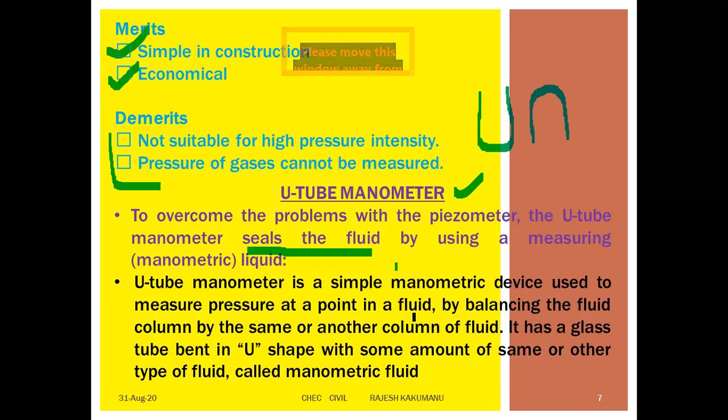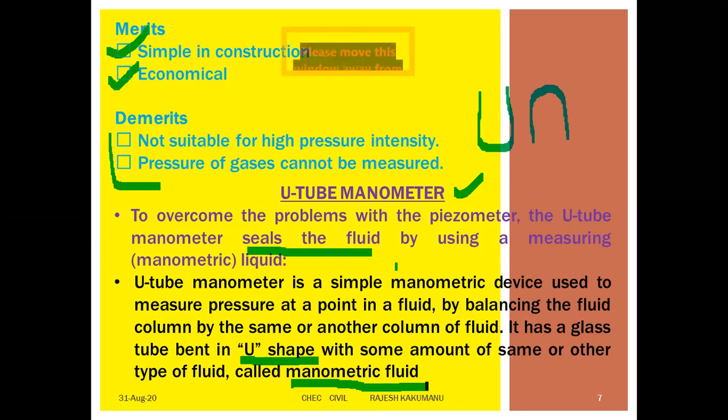It has a glass tube bent in a U shape. So what is he saying? It has a main tube, a glass U-shaped tube, with some amount of the same or another type of fluid called manometric fluid. Either the same fluid we want to measure or another type of fluid, it may be any oil or water or some sort of agent we can use for the same process. That is nothing but a U-tube manometer.